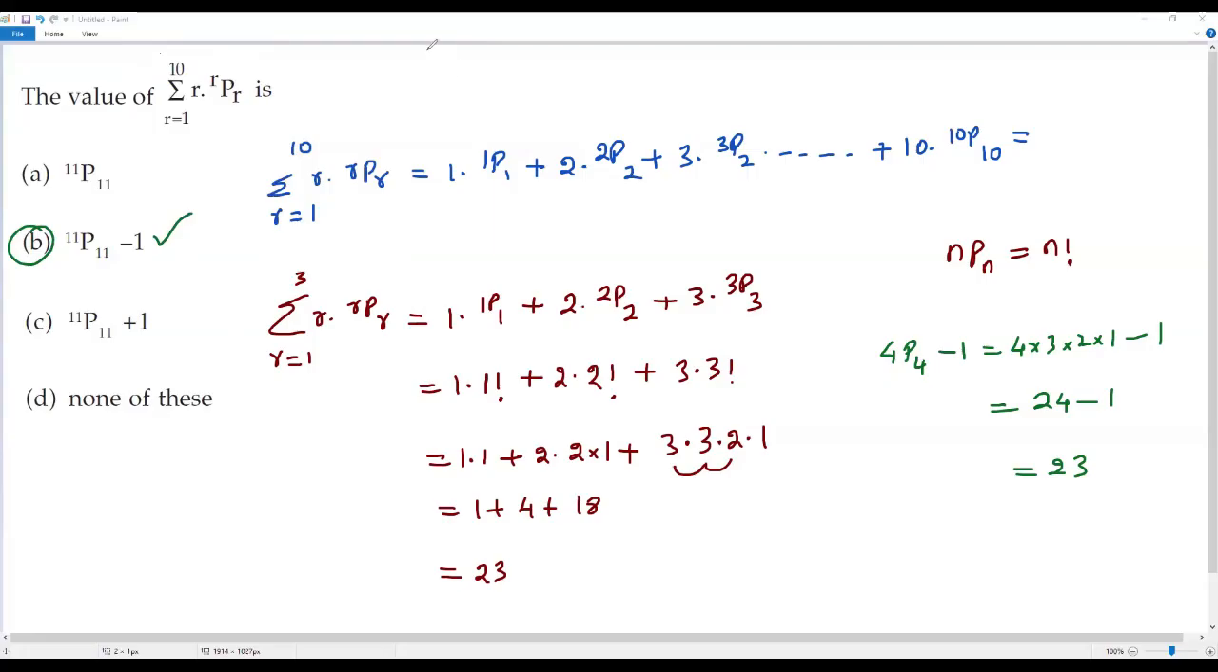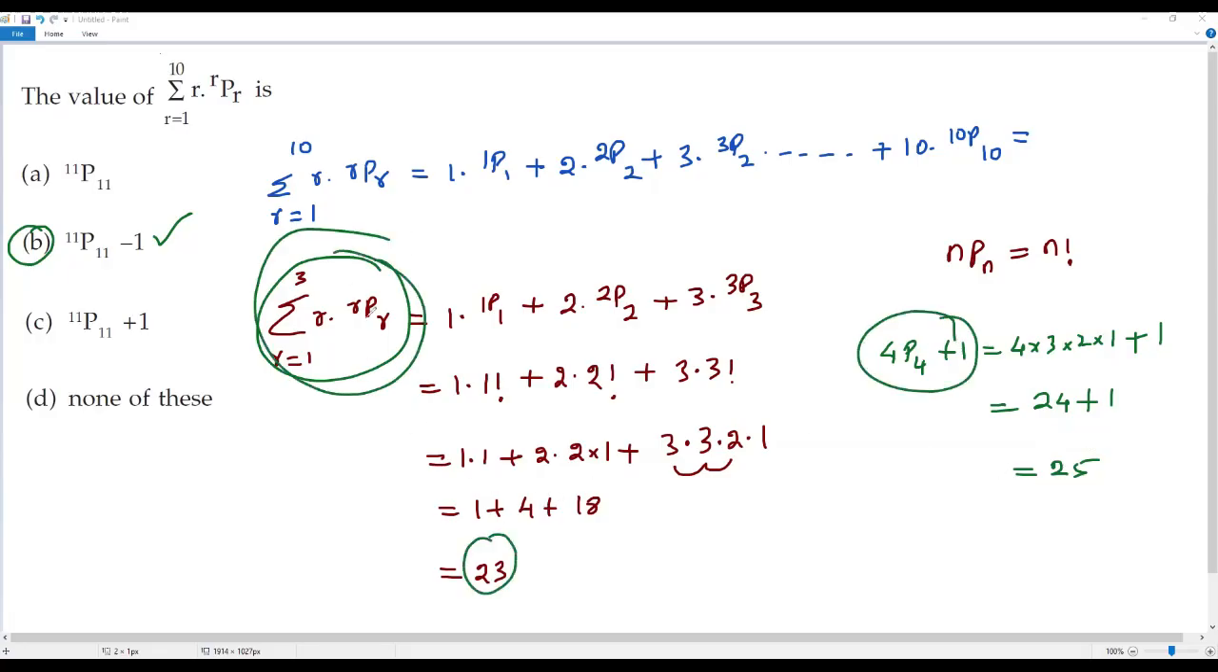Anyway, we can verify answer choice C as well. When the maximum value of r is 10, they write 11p11 plus 1. Here in our case, the maximum value of r is 3, then it has to be 4p4 plus 1. So here it has to be plus 1. In that case, 24 plus 1 is equal to 25. So the value of this one and this one are not equal, because here we got 23 for the value of this one, but for 4p4 plus 1 we got 25.